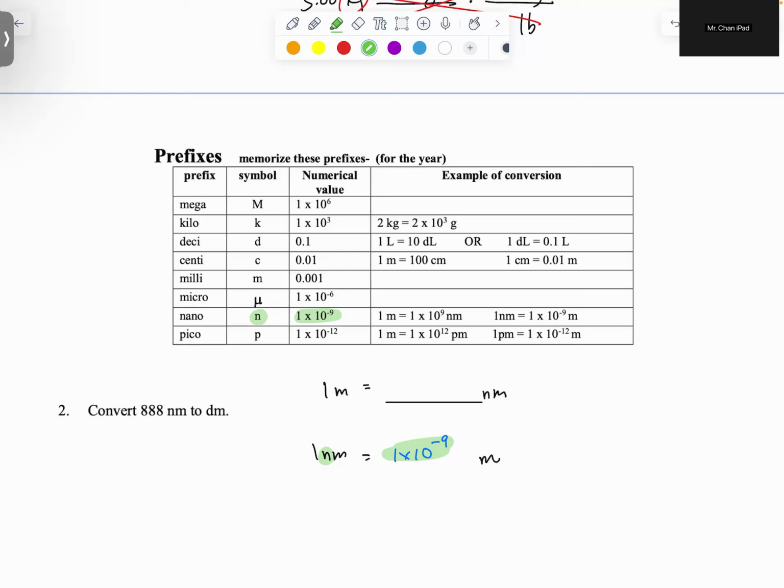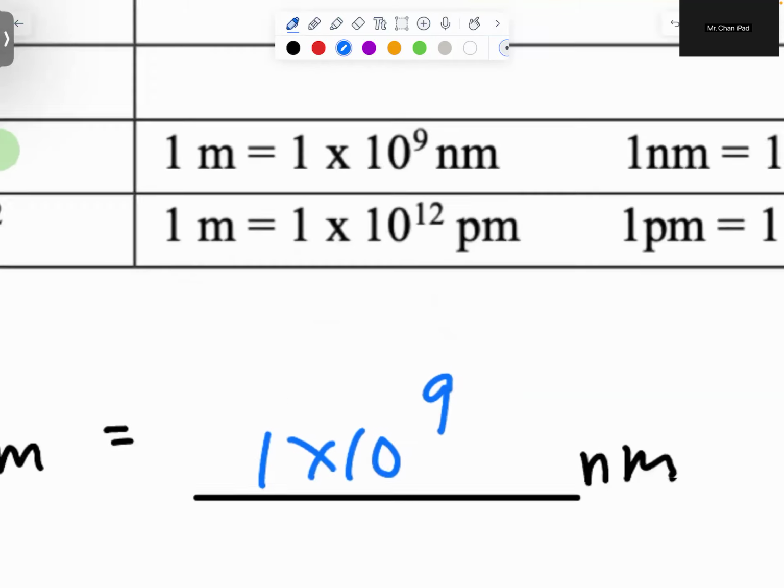But now, here's the part where students may get a little bit confused: how many of those little segments would make up 1 full meter? 1 billion. And this is where students would ask me, wait, Mr. Chan, did you write something wrong? Isn't nano 10 to the negative 9? Yeah, nano is 10 to the negative 9. But why do you write down 9 over here?